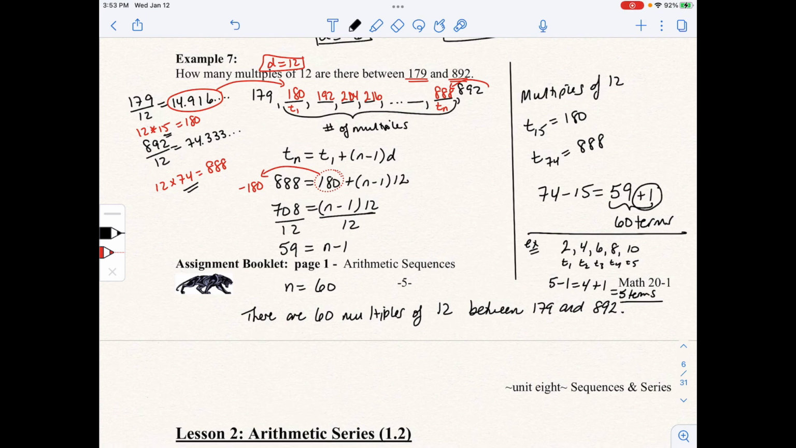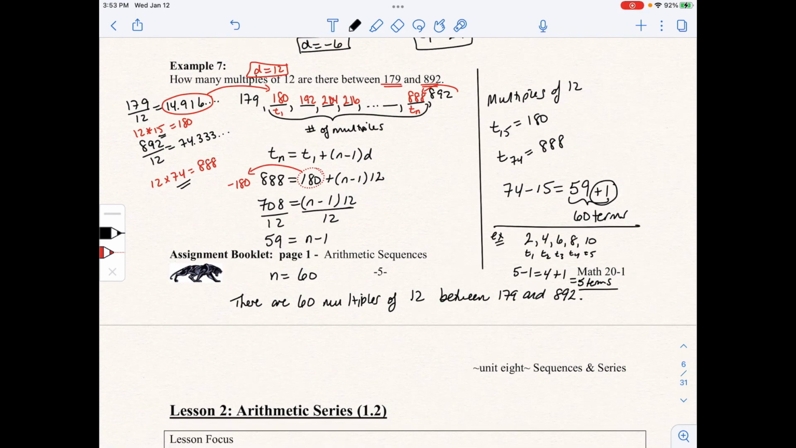Okay? And that comes from just making it inclusive. All right, hopefully that explains things pretty well. You can do this question either way if this doesn't quite make sense, but there we go.